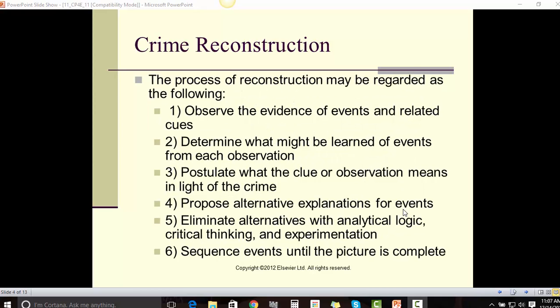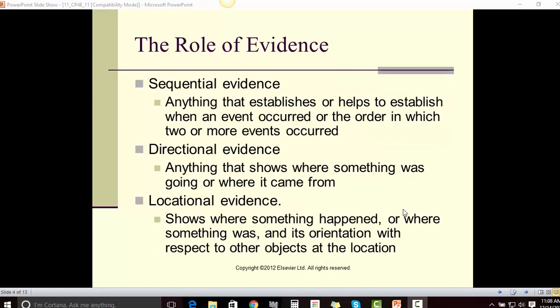The process of reconstruction may be regarded as the following. Number 1, observe the evidence of events and related cues. Number 2, determine what might be learned of events from each observation. Number 3, postulate what the clue or observation means in the light of the crime. Number 4, propose alternative explanations for events. Number 5, eliminate alternatives with analytic logic, critical thinking, and experimentation. And number 6, sequence events until the picture is complete.